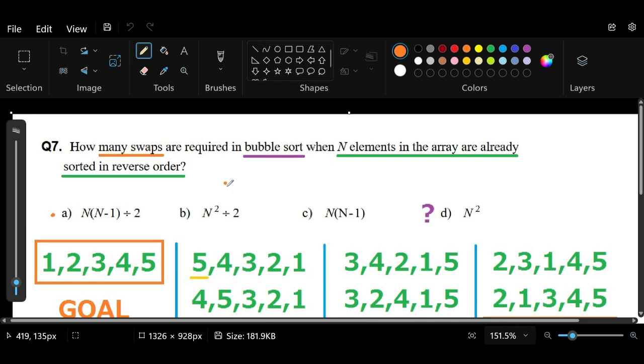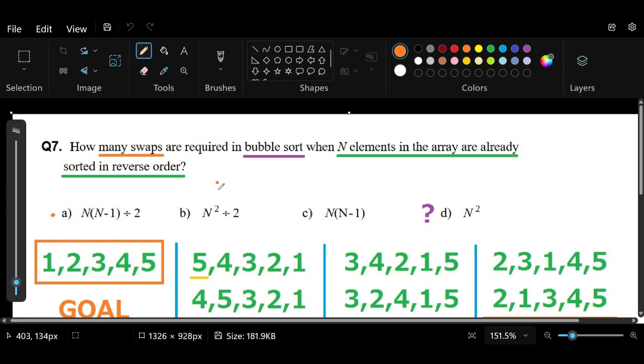Question number 7 of the PhilNITS FE morning portion of the exam. In this question, we are being asked how many swaps are required in bubble sort when n elements in the array are already sorted in reverse order.